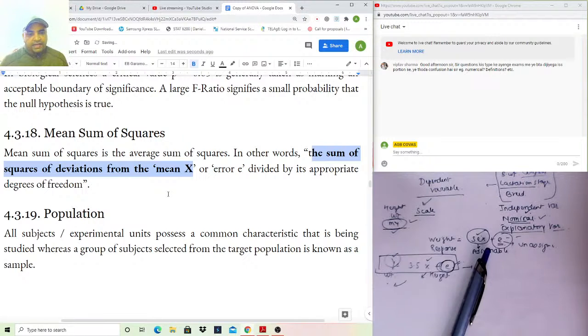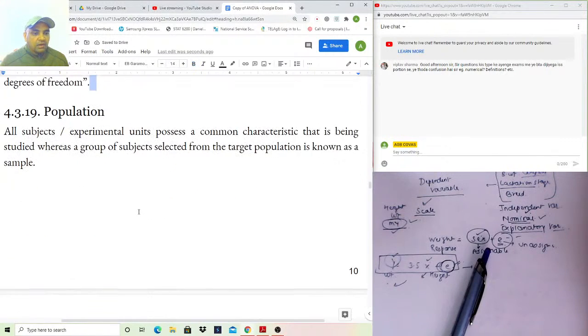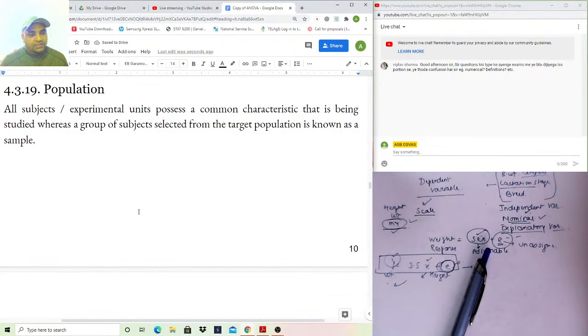Or error E divided by its appropriate degrees of freedom. If you divide the sum of squares by the degrees of freedom, you will get the mean sum of squares, right? Now, what is the population? All subjects, experimental units possessed by a common characteristic that is being studied, whereas a group of subjects selected from a target population is known as a sample.